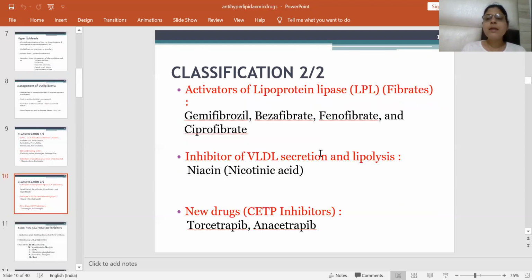Activators of lipoprotein lipase are the fibrates. These are gemfibrozil, bezafibrate, fenofibrate, ciprofibrate. Inhibitors of VLDL secretion and lipolysis: inhibitor of lipolysis is niacin or nicotinic acid. Newer drugs such as cholesterol ester transfer protein inhibitors are anacetrapib and torcetrapib.